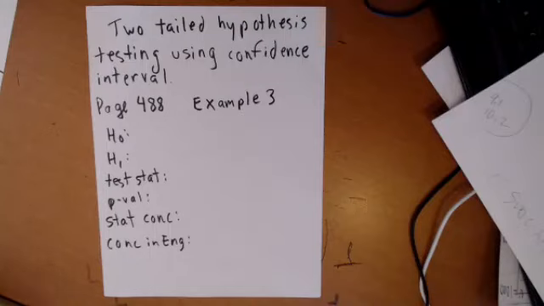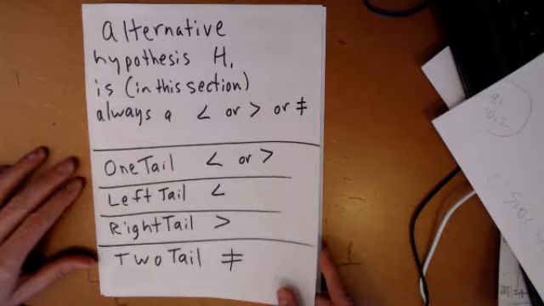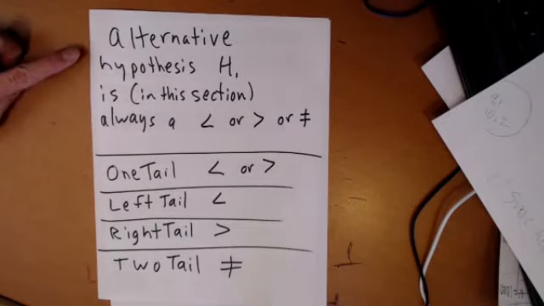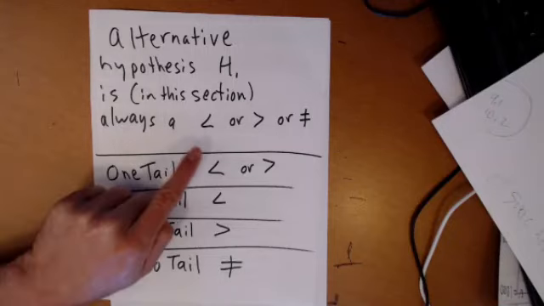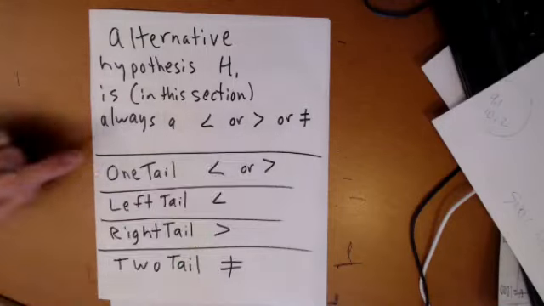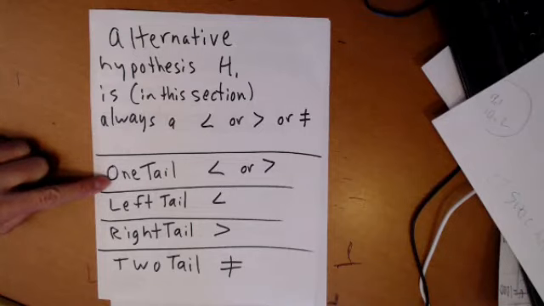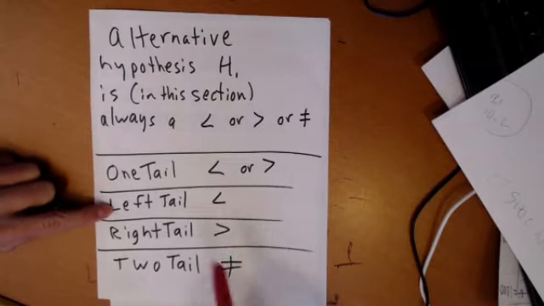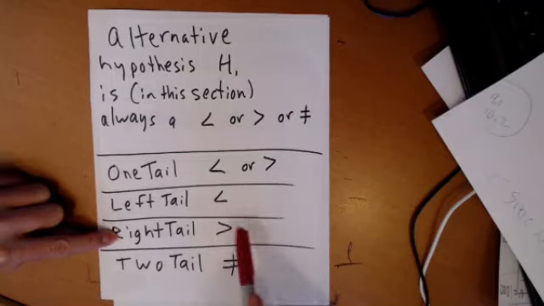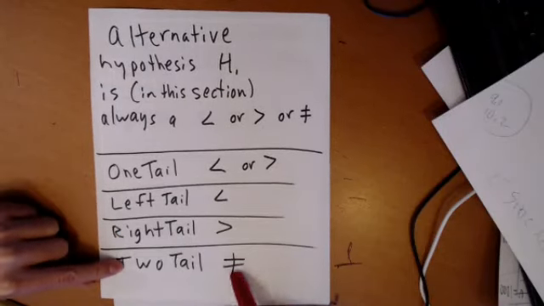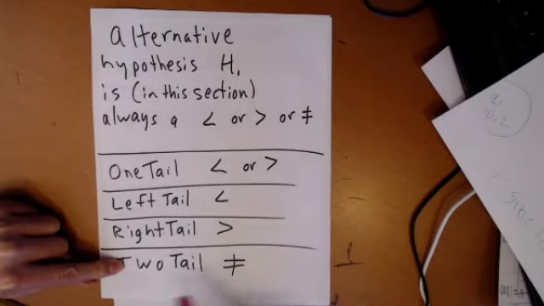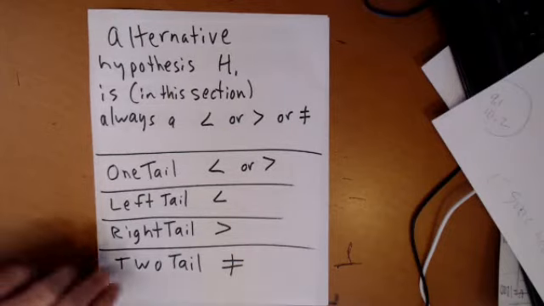What's a two-tailed test? So go back in time. Our alternative hypothesis, the H1, or sometimes called the HA, in this section is always going to be either less than, greater than, or does not equal. If it's a less than or greater than, we call that one tail. If it's a less than, you see how it points to the left tail, points to the right tail. And if it's a does not equal symbol, it's two tails because you'd be shading on both tails.